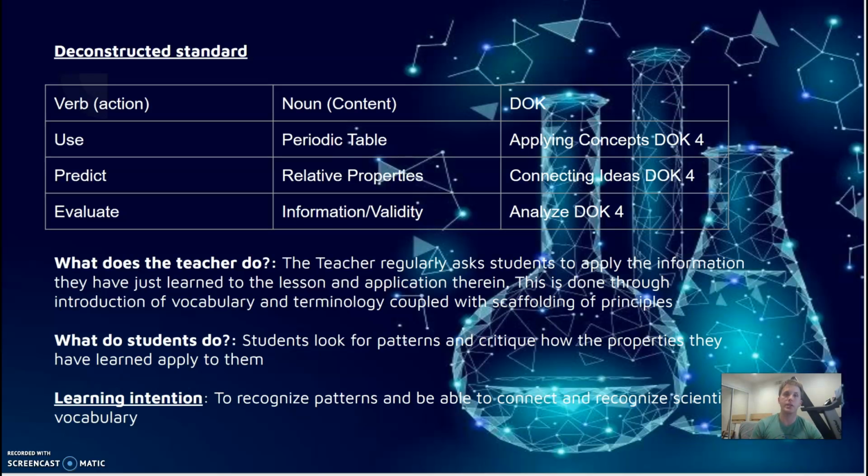So breaking it down, we're going to say the verb is going to be use, and the noun is going to be the periodic table. We're going to be using the periodic table and applying concepts. Like I said, I'm going to break down the individual lessons into the terms and into the vocabulary and into the basis of scaffolding them up so that they can apply those concepts. They can understand and they can interpret, they can critique, they can do what they need to do, but they have a strong foundational base.